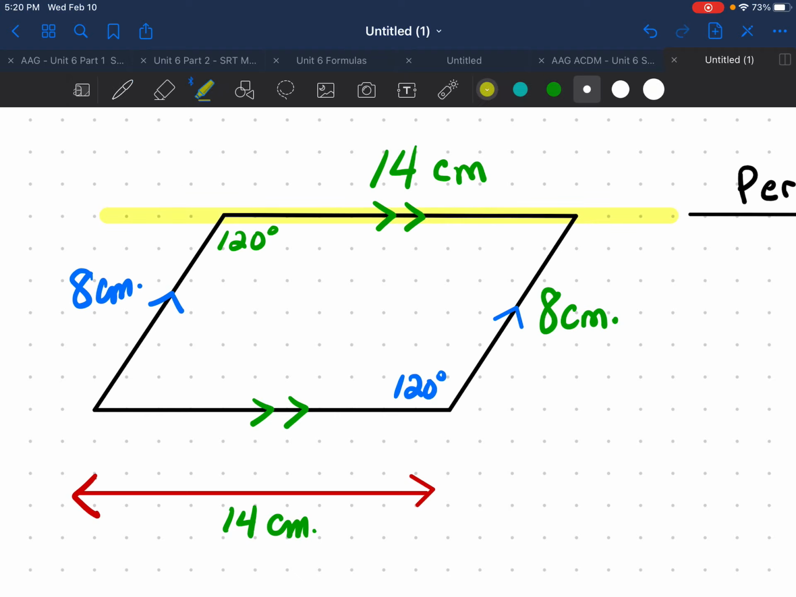So if this side is parallel to this side, well, this angle and this angle were called, remember, same side interior angles. So same side interior angles were supplementary, right? So what we're going to do is take 180 minus 120, and that's going to leave us with 60 degrees. Okay? So one more time. Opposite angles are equal. Consecutive angles are supplementary. So I'm going to go ahead and throw 60 degrees over here. Okay, so now I've filled in all 4 of my angles. I have all 4 of my sides. I'm ready to tackle the perimeter, right?